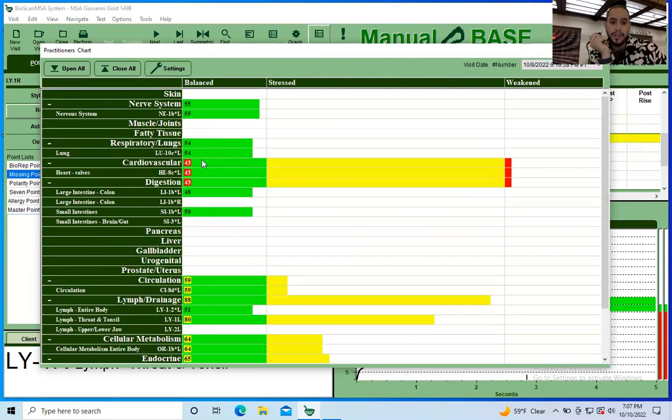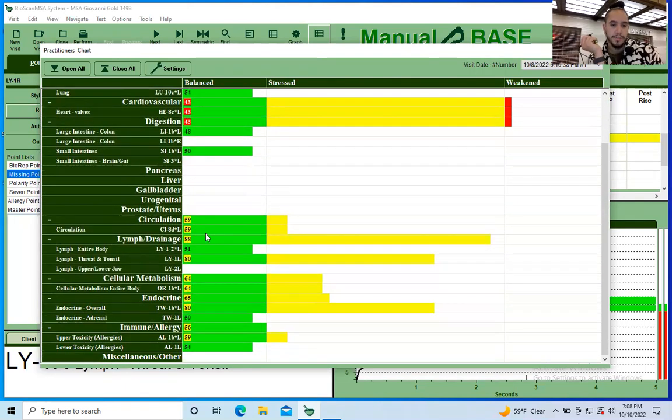So as you can see here, my nervous system was good, my lungs were good, surprise. But my heart valve was a little weak. My digestive system, I'm not sure what point that was. I think it was the small intestine, maybe, or large intestine, one of them. Tested a little red. And then as we scroll down, you can see my circulation a little bit stressed. This was my conductivity. This was my something, I'm not exactly sure. I can't remember. Cellular metabolism, a little stress, and then my one endocrine point was a little stressed.